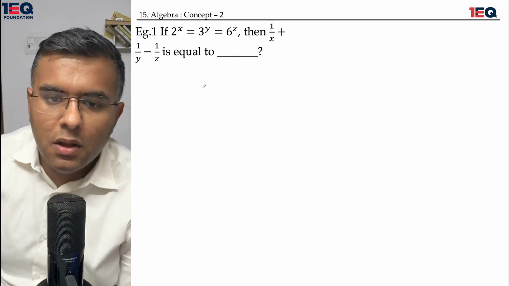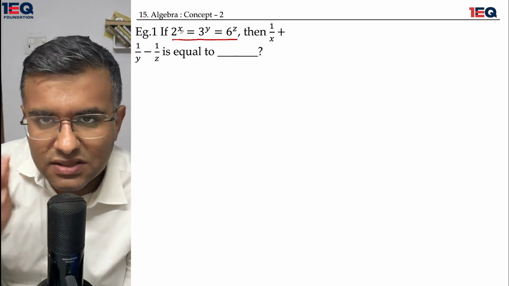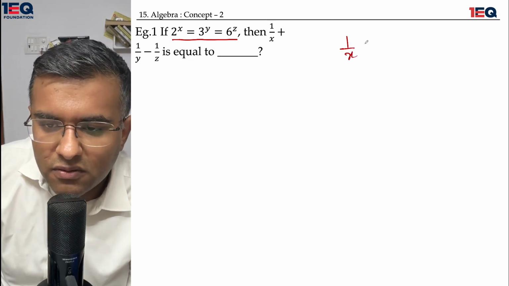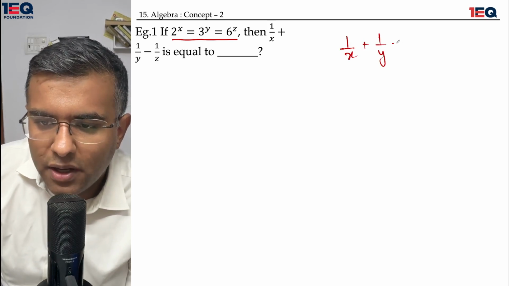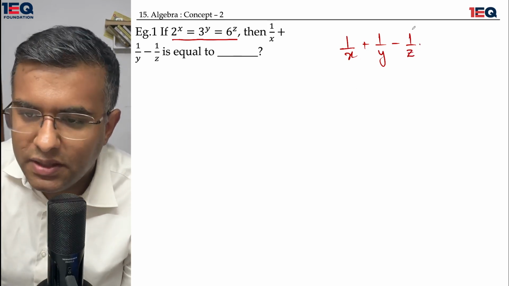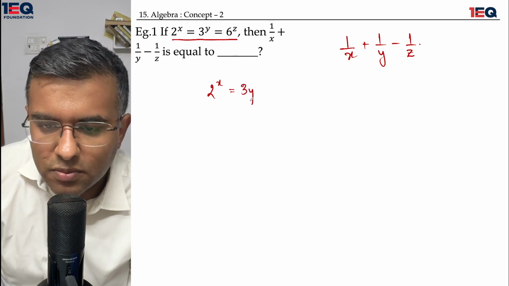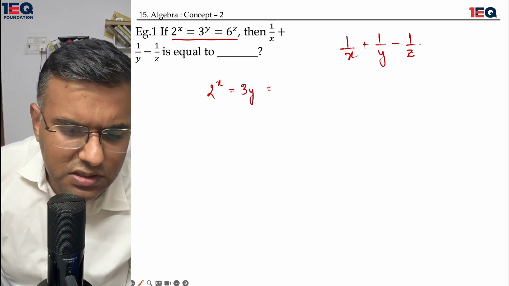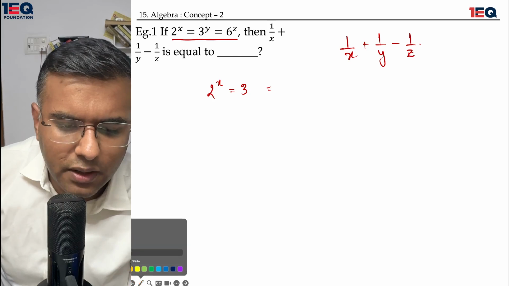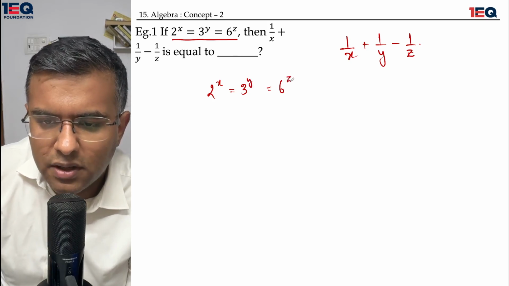So I have this equation. This is a triple equation, and we have to find out what is the value of 1 by x plus 1 by y minus 1 upon z. So 2 raised to the power x is equal to 3 raised to the power y and 6 raised to the power z.